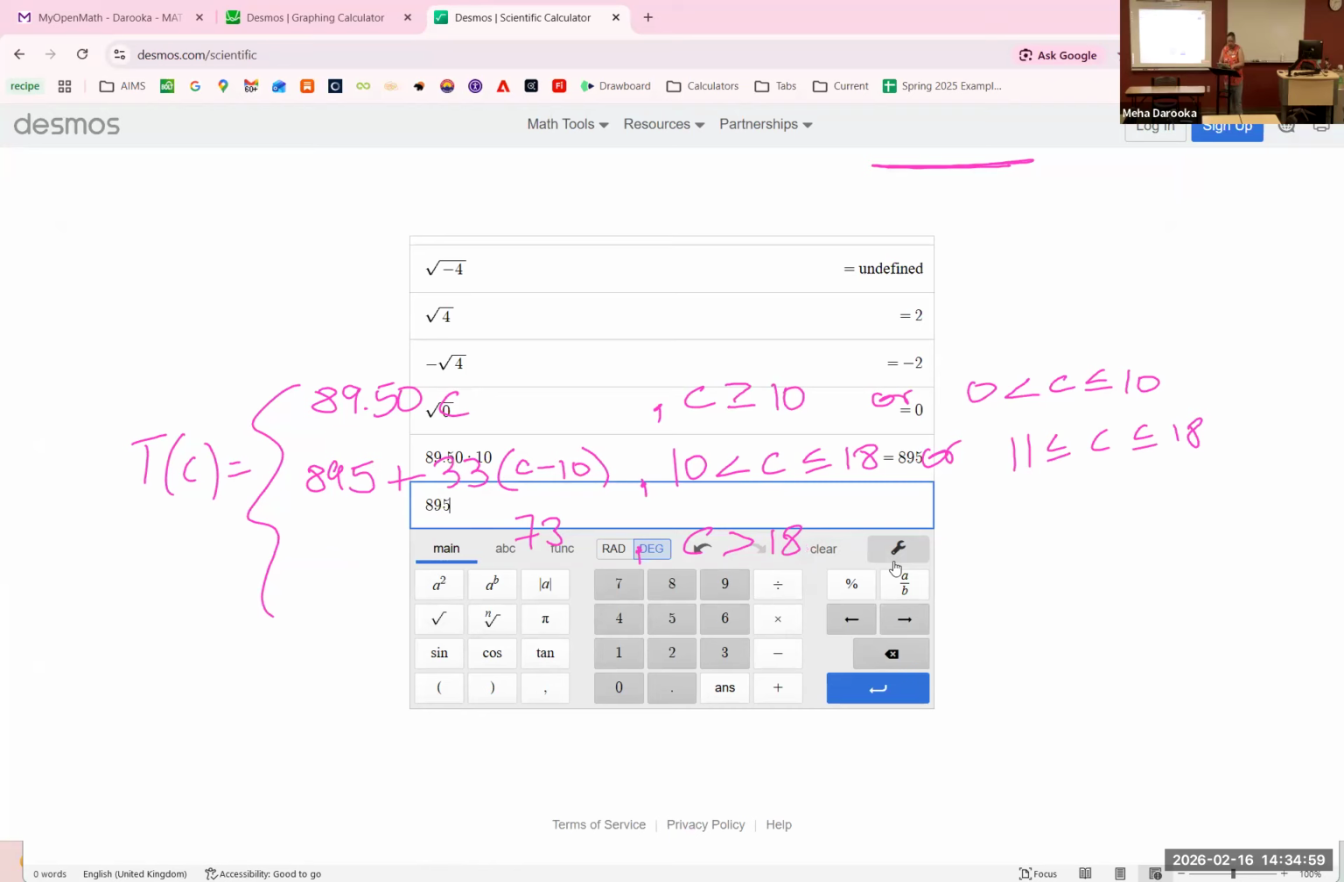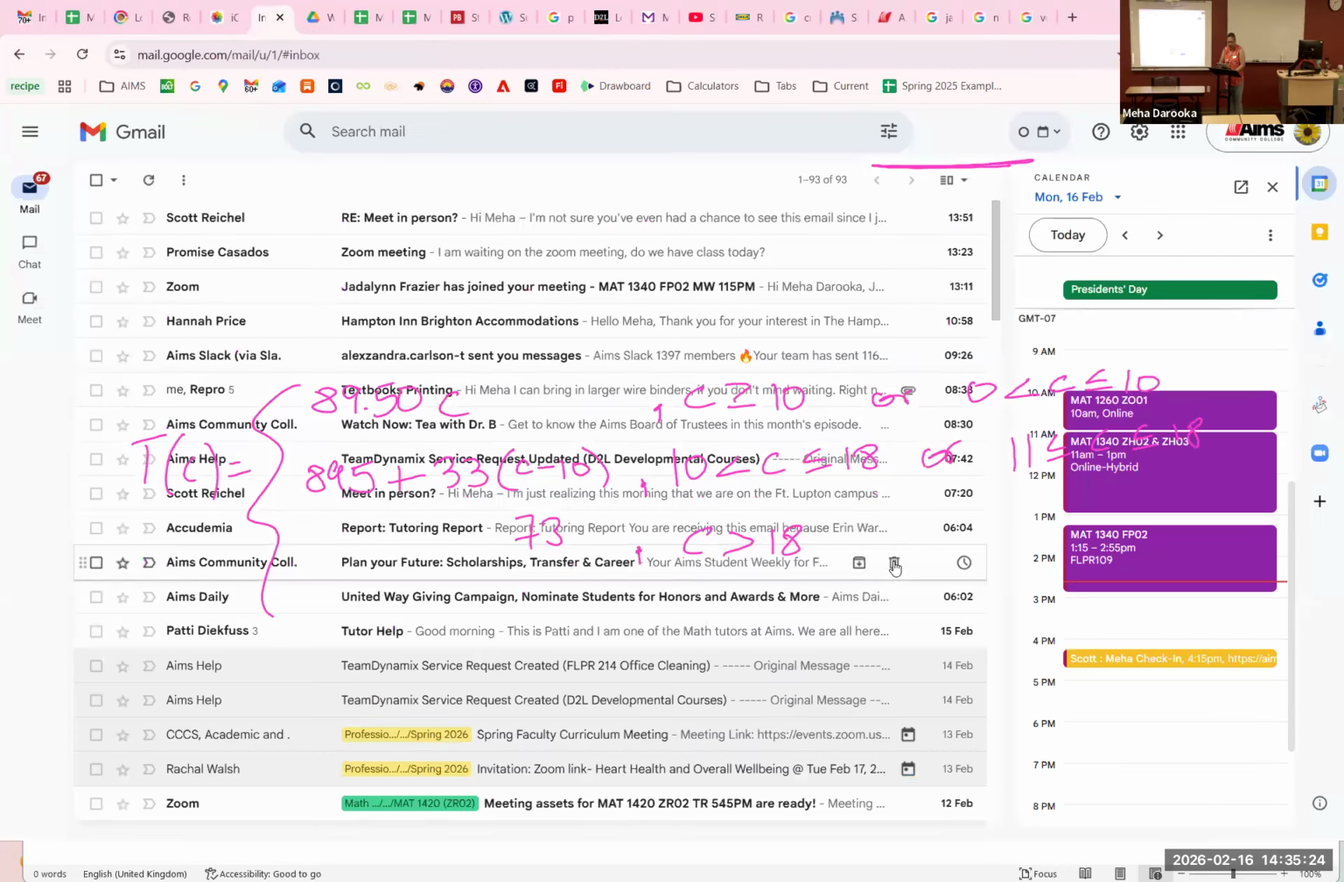So for the first 10, we would be paying $895. 33 times 8. Basically, yeah, because you're doing 18 minus 10, right? If you were putting it in the formula. So you are doing 18 minus 10, which will be 8. And you can see that means you will actually be paying a fixed price of $1,159 plus how many ever credit hours you take over 18.